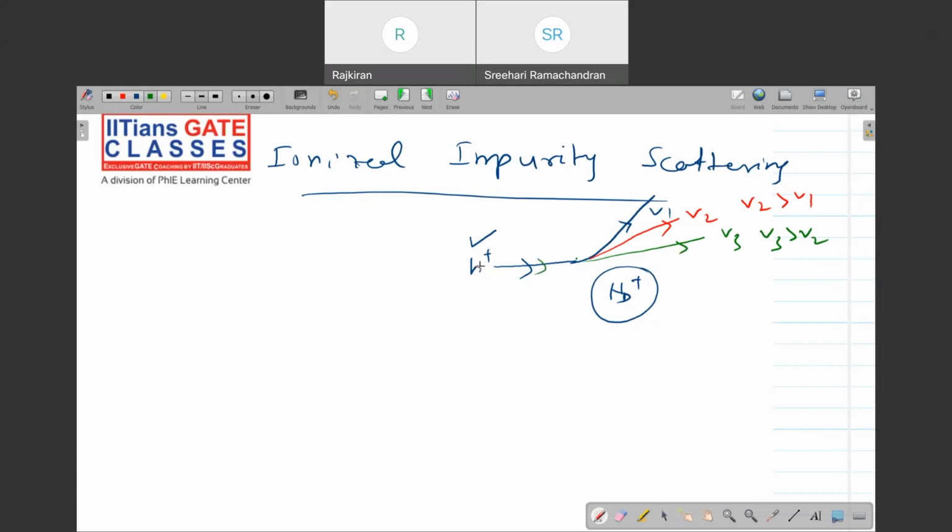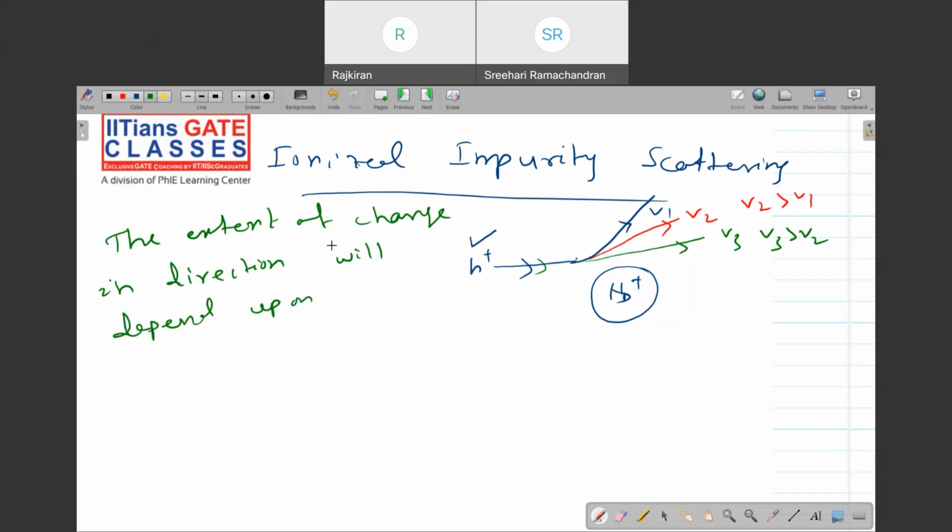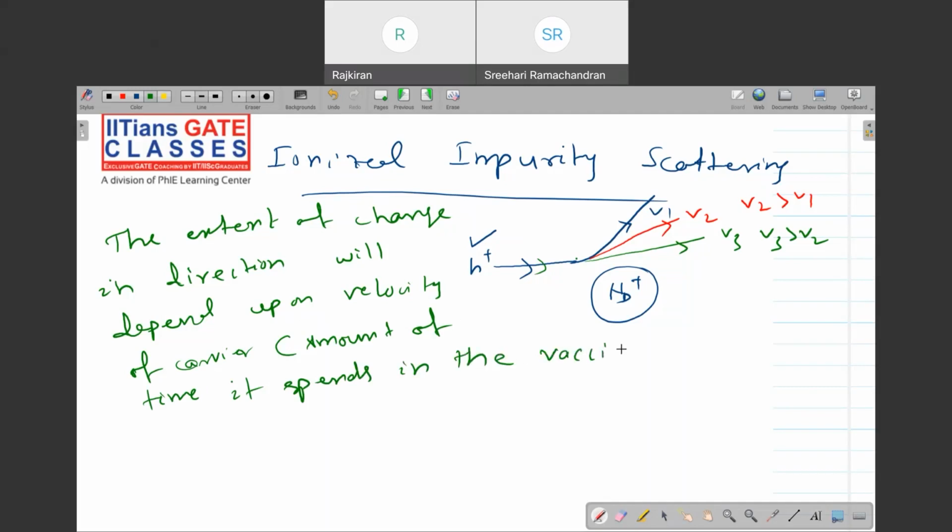So the extent of change in direction will depend upon the velocity of the carrier. Actually, it depends upon the amount of time it spends in the vicinity of the impurity atom. Clear?